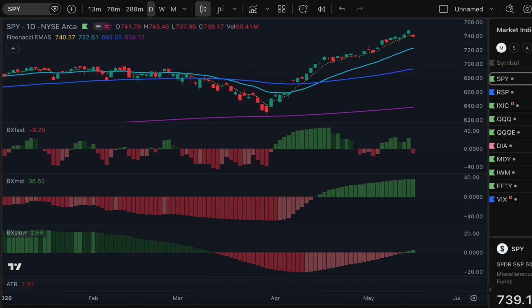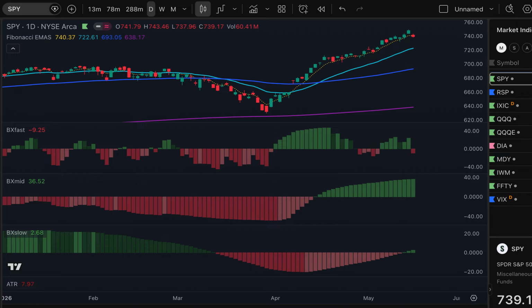chart with these indicators, and we can basically see multiple time frames on one chart, and we're just looking at a year-to-date chart. The BX slow is kind of like taking a peek at the monthly chart. The BX mid is kind of like taking a peek at the weekly chart, and the BX fast is kind of in line with the daily chart.